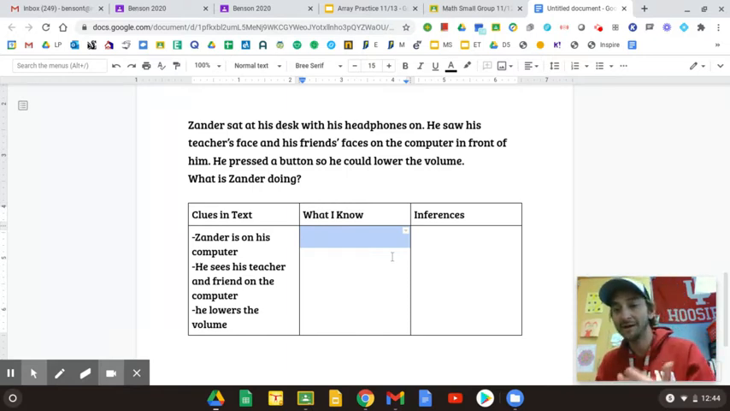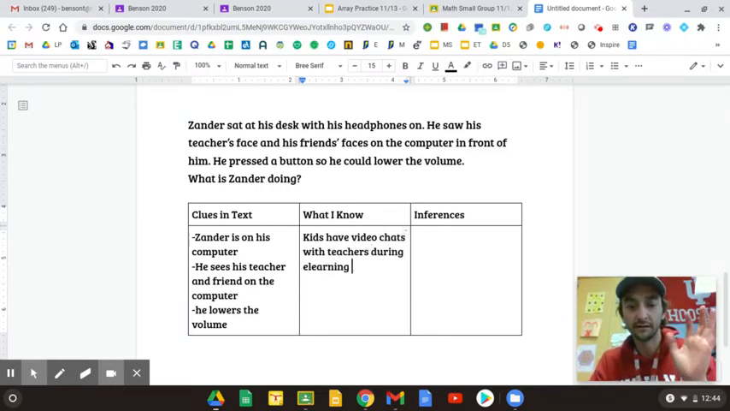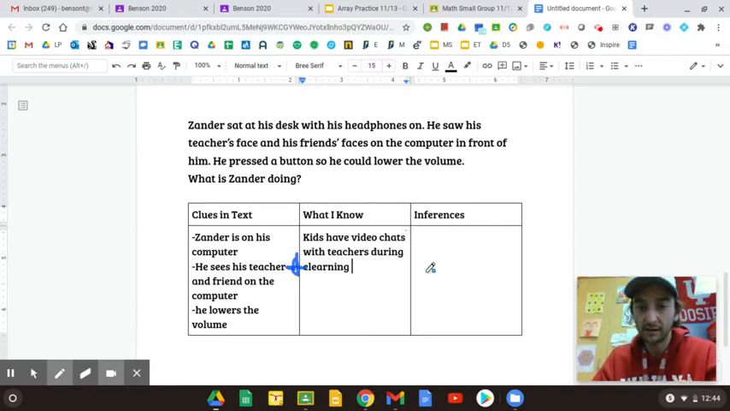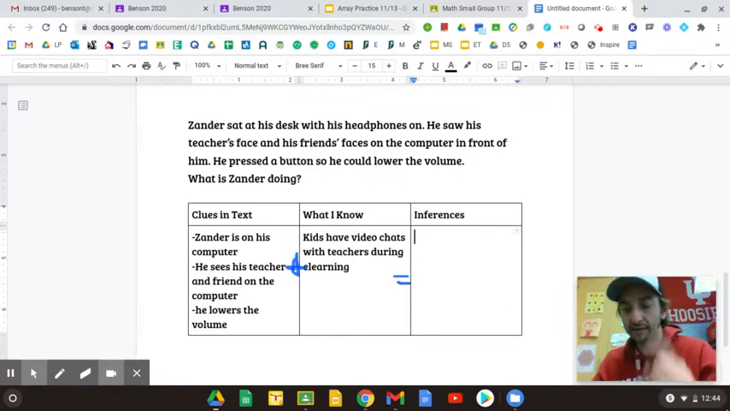So based on what I know, that kids have video chats with teachers during e-learning. That's what I know. That's what I think of when I see this. I know that the only time a kid and a teacher are going to be online at the same time talking to each other through a video is during e-learning. So I can combine all my evidence. Remember, we add this plus this to get our inference. When I combine all that information, I come up with this.